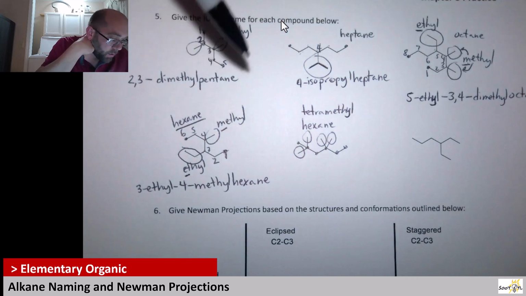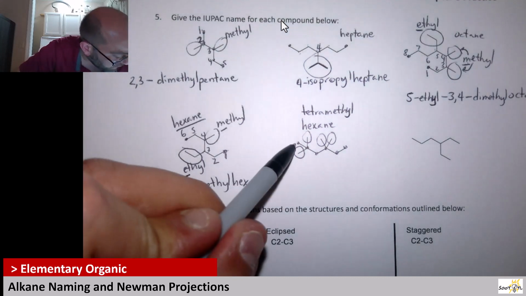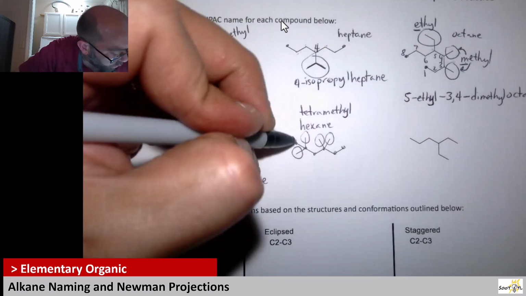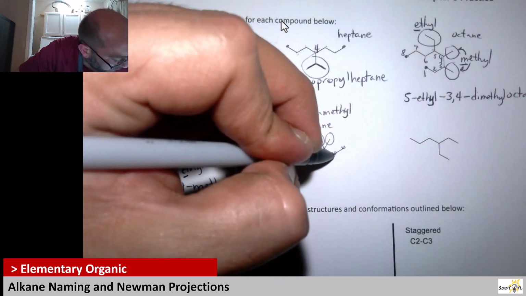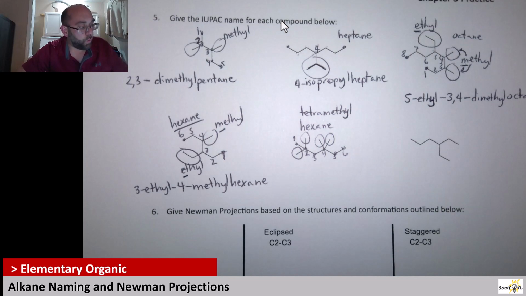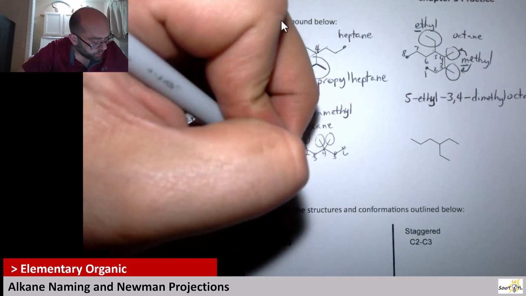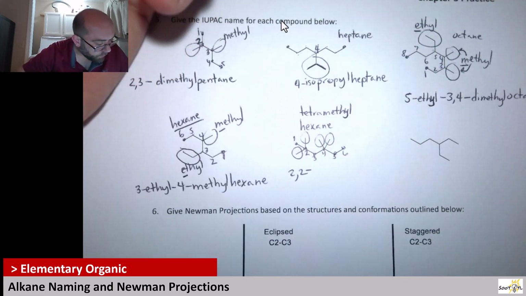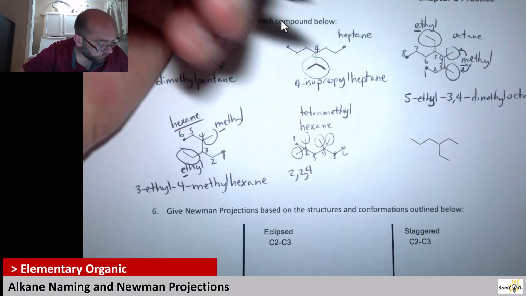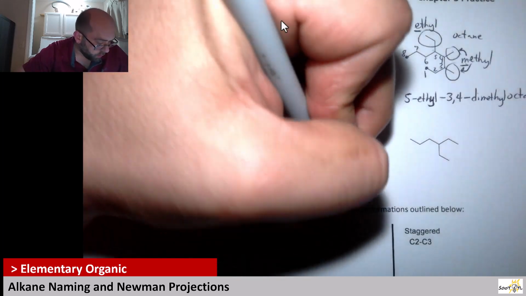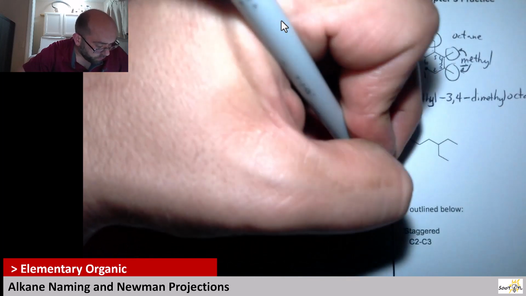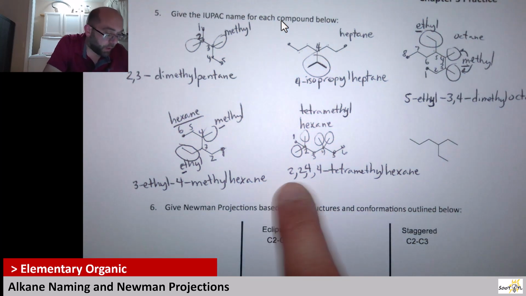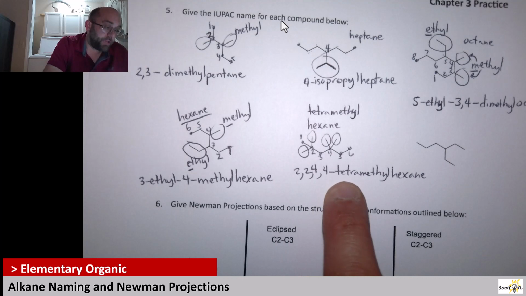Now, in terms of the location, if I start here, I get my first branches at 2. But if I start here, I get my first branches at 3. So I'm going to have to start here. 1, 2, 3, 4, 5, 6. That's how I'd number this. So what I would have to put here is 2, 2, because I have 2 methyls at the second carbon, comma 4, 4 tetramethyl hexane. It's kind of bleeding into the next one, but that would be the whole name: 2,2,4,4-tetramethylhexane.